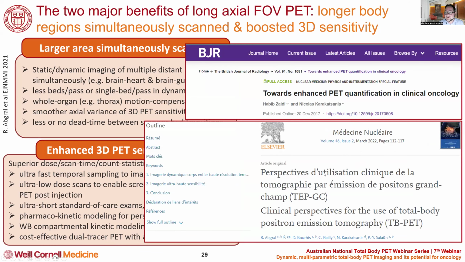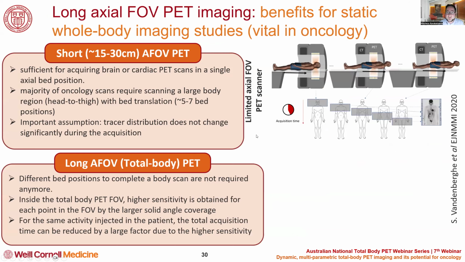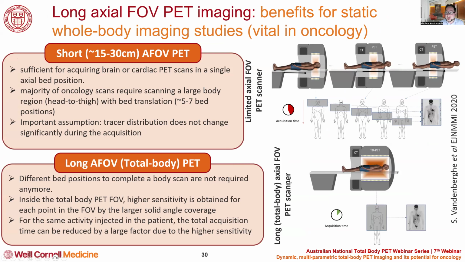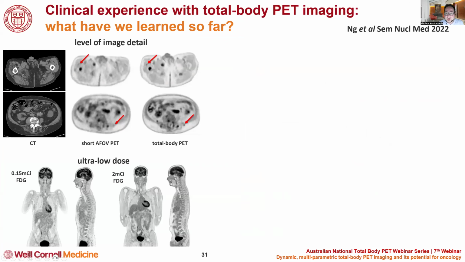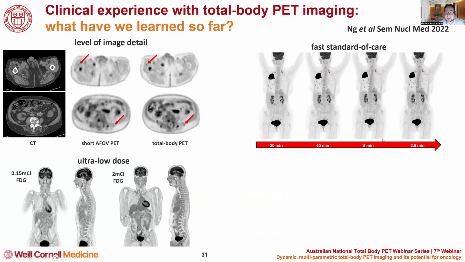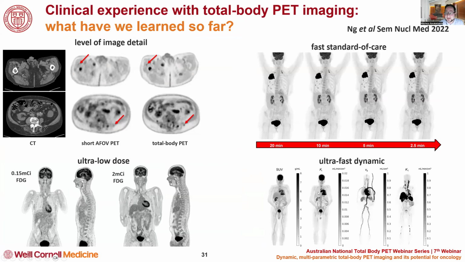So here is some literature review that I encourage you to look for the benefits of dynamic PET imaging in clinical oncology and total body PET imaging. So to move forward, with long axial field of view systems now, we can cover the same area in a larger space. This allows us to obtain better sensitivity, and to get better image detail in our total body systems. Ultra low dose scans with only 0.15 millicurie FDG give the same image quality in much shorter time, as Andrew had shown before, and also ultra fast dynamic imaging. So you can obtain multi-compartmental modeling, not just Patlak, with very high signal to noise ratio.